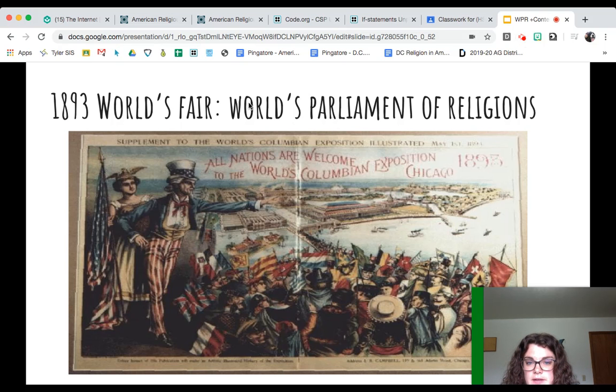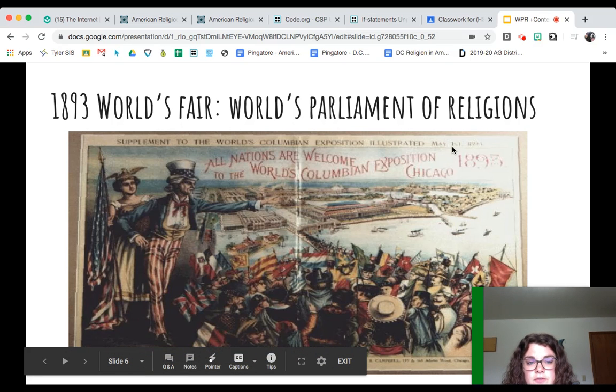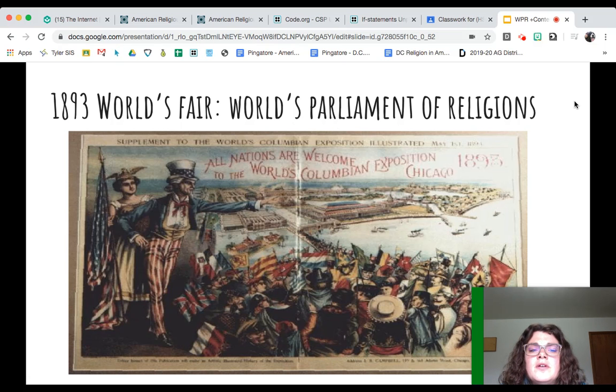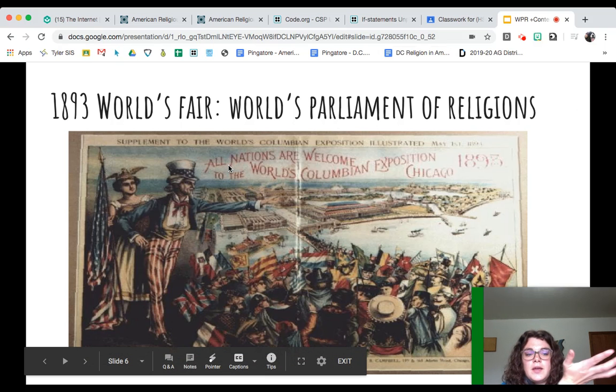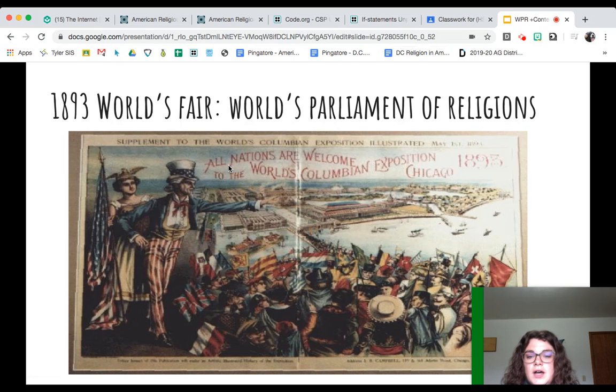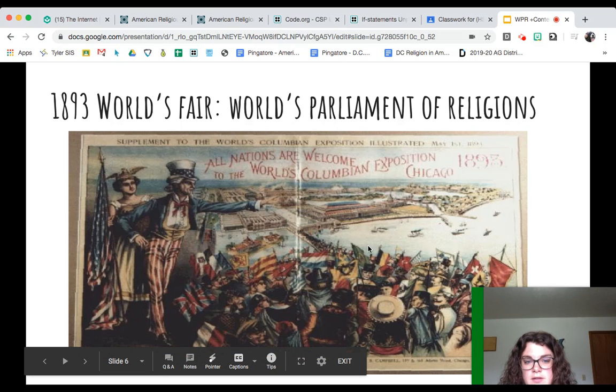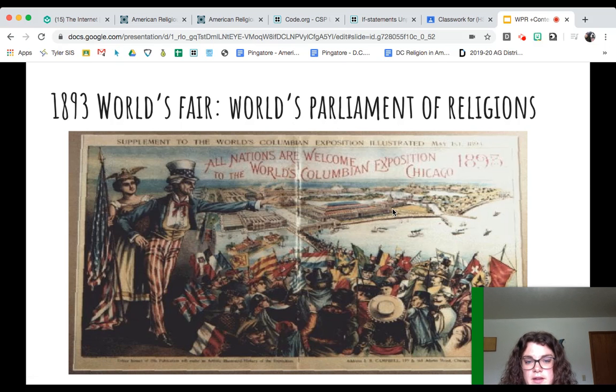And this is a leaflet for an advertisement from the 1893 World's Fair, also known as the Columbian Exposition. So if you take a moment, you can pause the video and look at what's being communicated here. Notice who is on the top, giving this grand presentation gesture. And then notice all the different people represented here at the bottom, and this is the shoreline of Chicago.